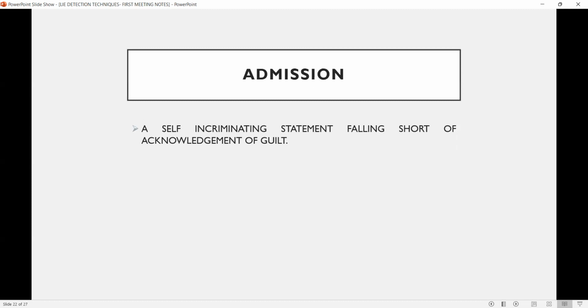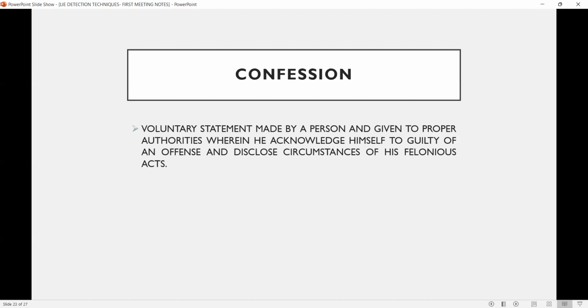Self-incriminating statement falling short of an acknowledgement of guilt. Wala niya i-acknowledge nga siya gapatay, but iyang kauban nga si Juan. Okay? So confession is a voluntary statement made by a person given to the proper authorities wherein he acknowledged himself to be guilty of an offense and disclose the circumstances of his felonious acts.